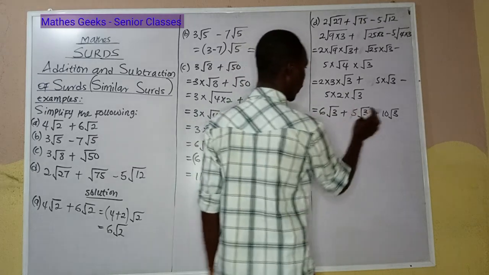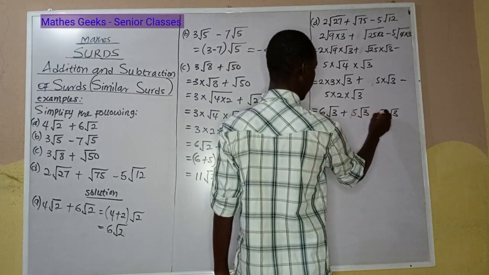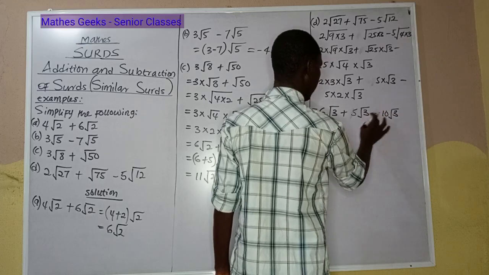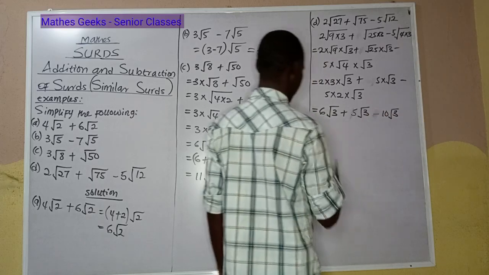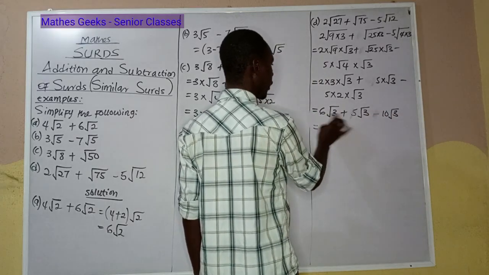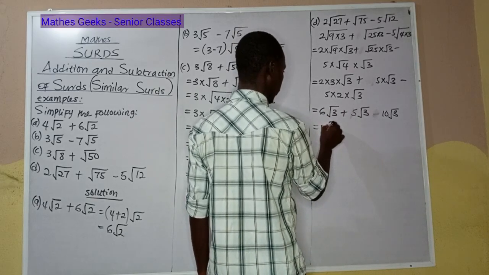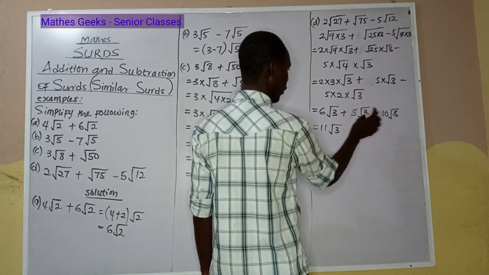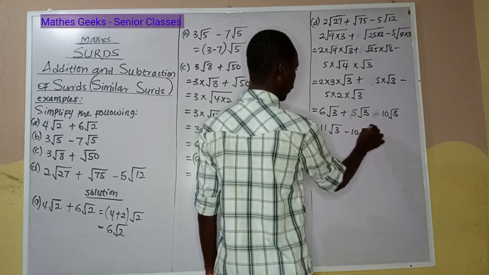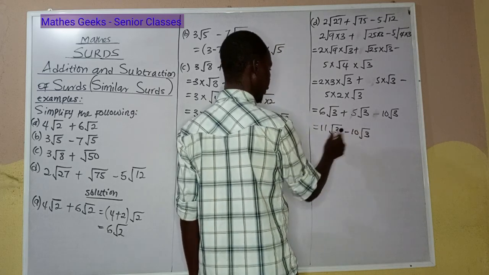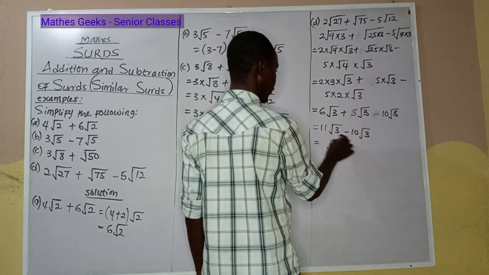So now let's add, here is minus. So this is equal to 6 plus 5, which is 11, 11 root 3 minus 10 root 3. And 11 root 3 minus 10 root 3 is root 3.